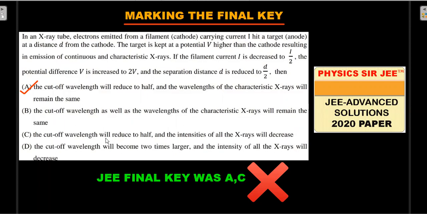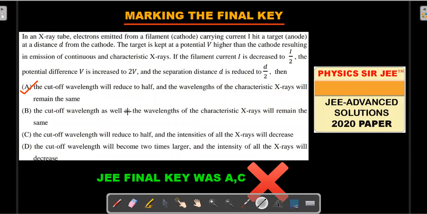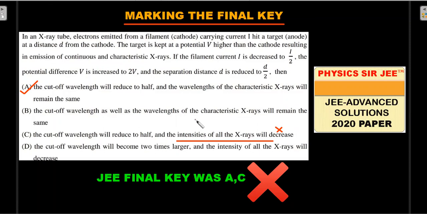That is the problem with option C that the JEE key has given. He should not have said the intensity of all X-rays. This is the troublesome part. So according to me, the answer should be only A.